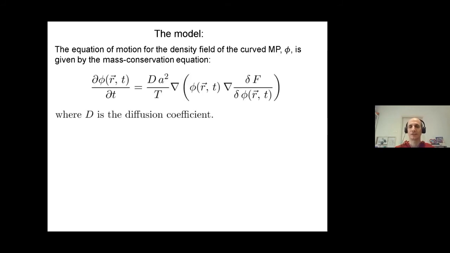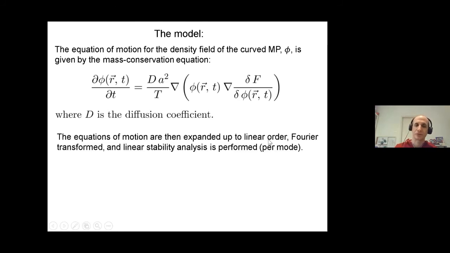Now, since you have this additional field of these curved proteins on the membrane, you also have to calculate the equation of motion for this field. And the equation of motion for this field is nothing but the mass conservation equation. So what you have here is the diffusion coefficient, and this is simply the divergence of the flux field in the membrane, and that flux is of course dependent also on the variation of the free energy.